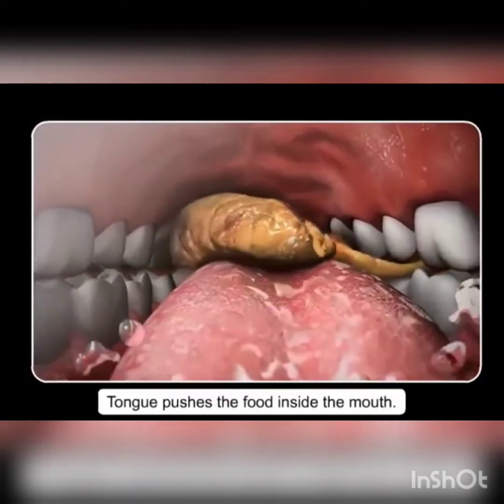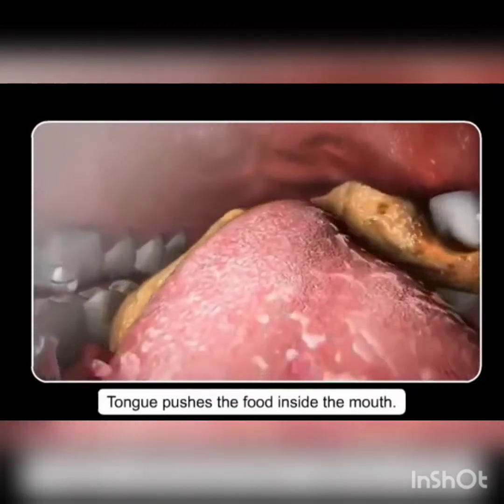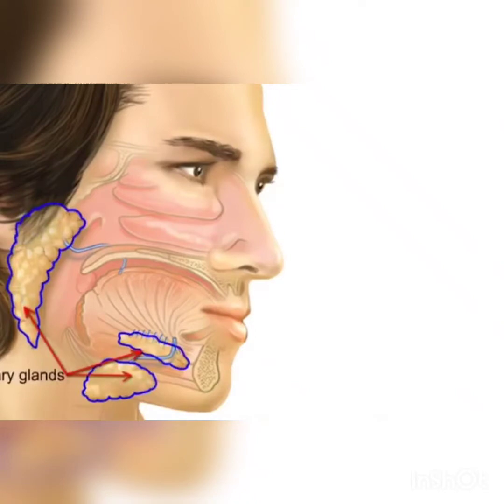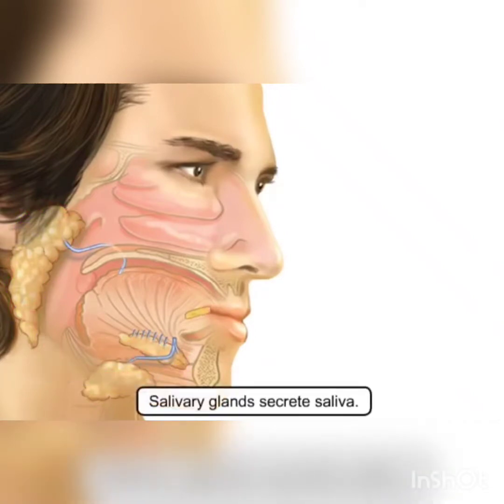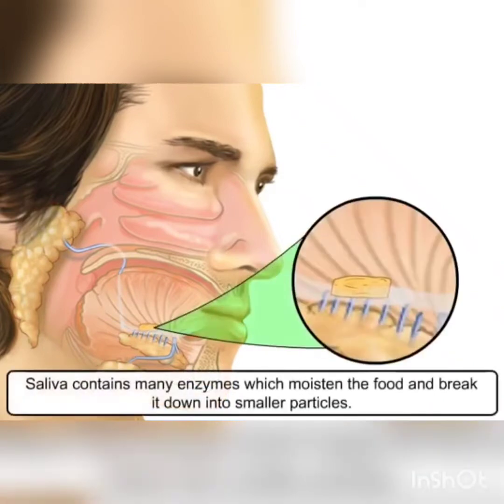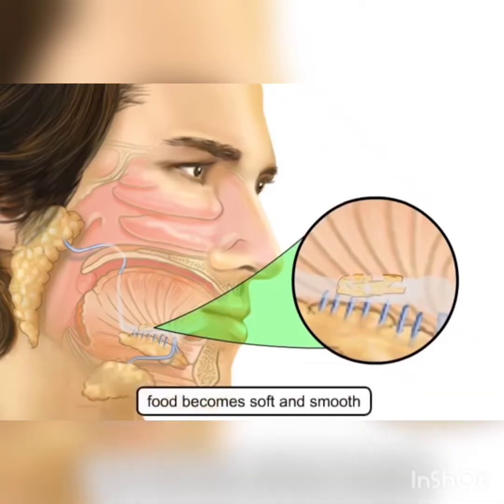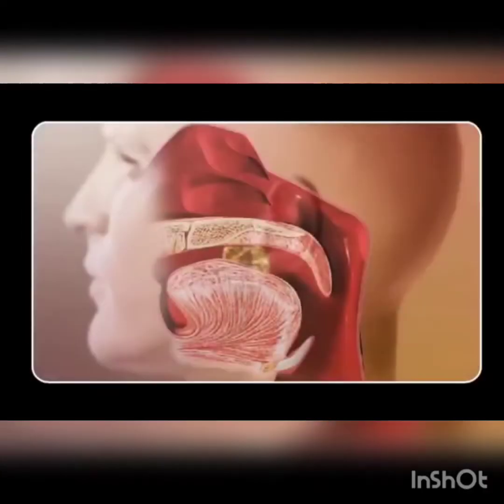Here we can see saliva. Here the picture shows salivary glands, and these salivary glands help to secrete saliva, and saliva contains many enzymes which moisten the food and break it down into smaller and smaller particles. Here the food becomes soft and smooth with the help of saliva.